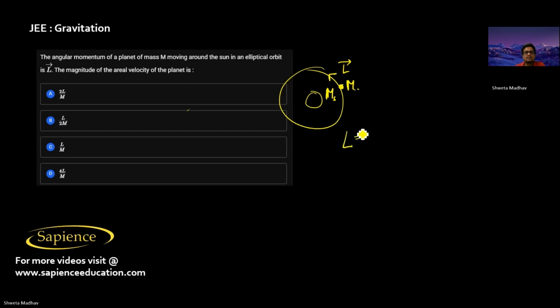So L is equal to mvr. Areal velocity is constant, so I can say areal velocity, that is dA by dt, that will be equal to d by dt of A. I can say dA is equal to r d theta.